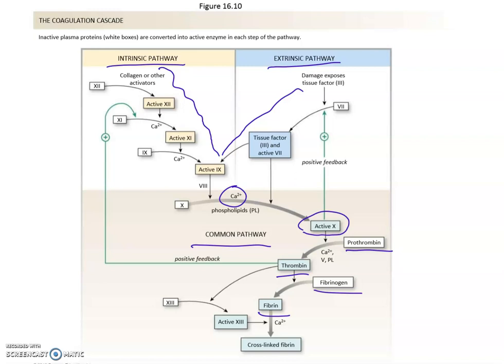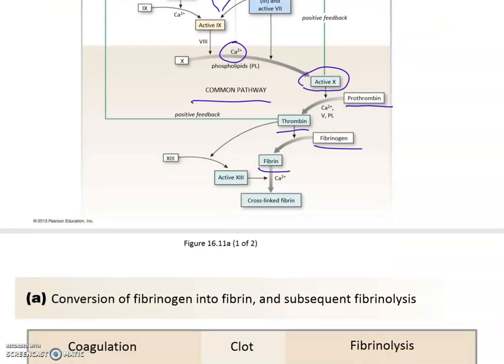So one more time, you have intrinsic and extrinsic pathways. They converge to the common pathway. You need to have calcium. You also need vitamin K. I don't see this right here right now, but you do need to have vitamin K. And then the most important part here would be the conversion of prothrombin to thrombin. Once you have thrombin, it will convert fibrinogen to fibrin, and once you have the sticky mesh of fibrin fibers, then the platelets will get stuck there, and that will be your clot.